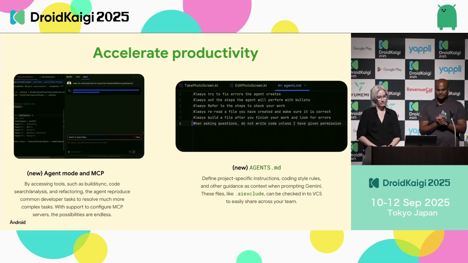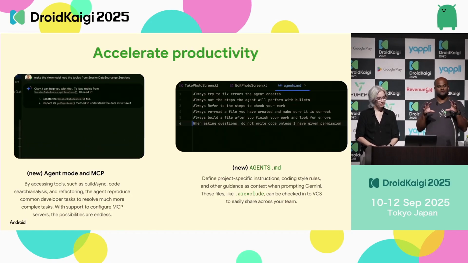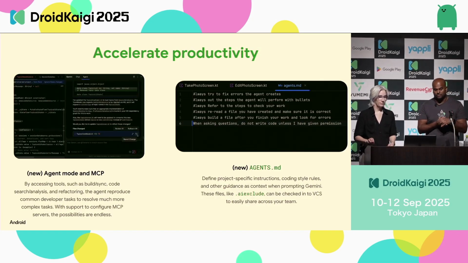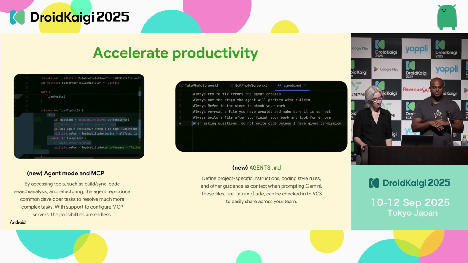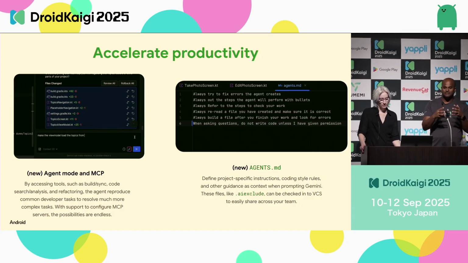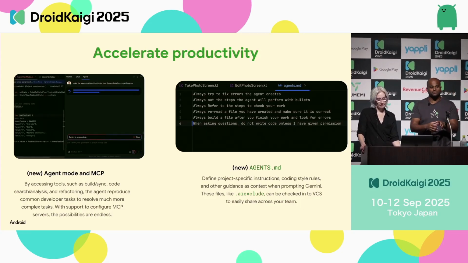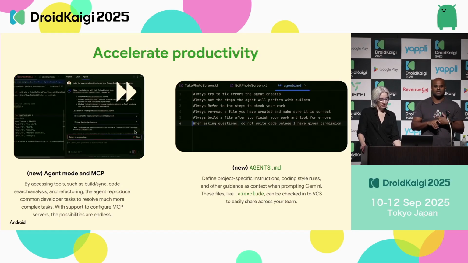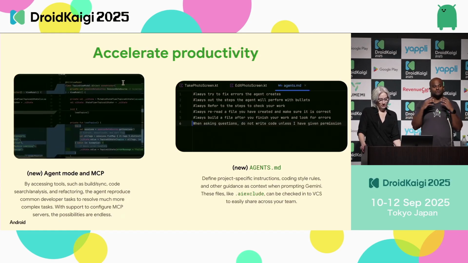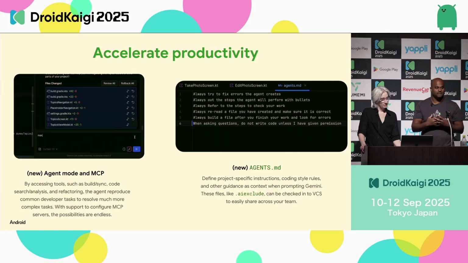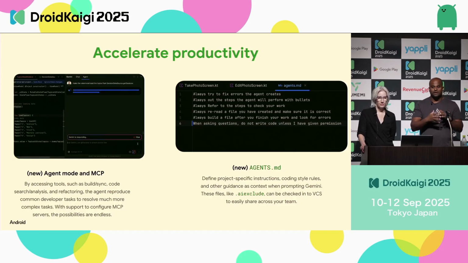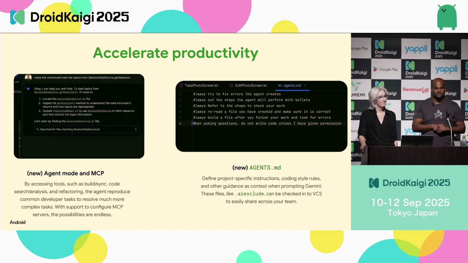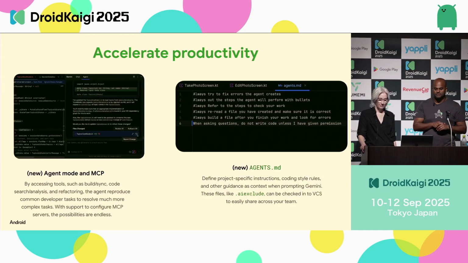Cool, and like we talked about accelerating productivity, probably the two most impactful additions we've made over the past few months is the new agent mode, which allows Gemini to have access to a number of tools from Android Studio, such as building, searching for code, compiling, checking logs, to resolve much more complex prompts and requests. And then with the ability to configure MCP servers, really unleashing even more tools that Gemini in Android Studio has access to. And we'll play around with one later today.